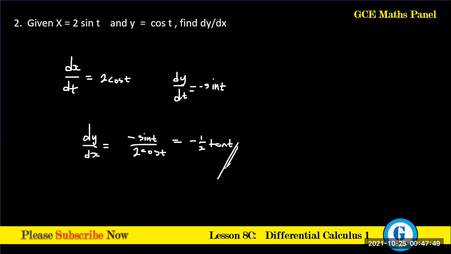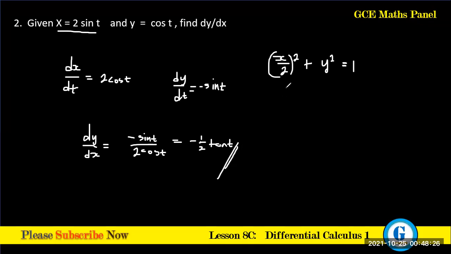Now, another way to answer this question is to transform this curve. From this point, you see that sin t will be equal to x on 2. And we know that sin squared t plus cos squared t is equal to 1. So we have (x on 2) squared plus our cos t is y, so y squared, is equal to 1. And we can differentiate this implicitly.